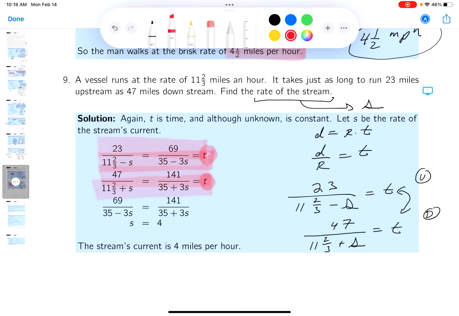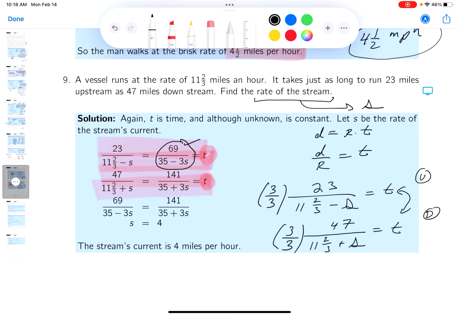All right? Now, someone says, what did they do? They simplified. I'll tell you how they simplified. What they did, they multiplied the top and the bottom by 3. 3 times 23 is 69. I see that. 3 times 11 is 33. 3 times two-thirds is 2. 33 plus 2 is 35. I see that, and minus 3s. This makes sense. Let's do the next one.